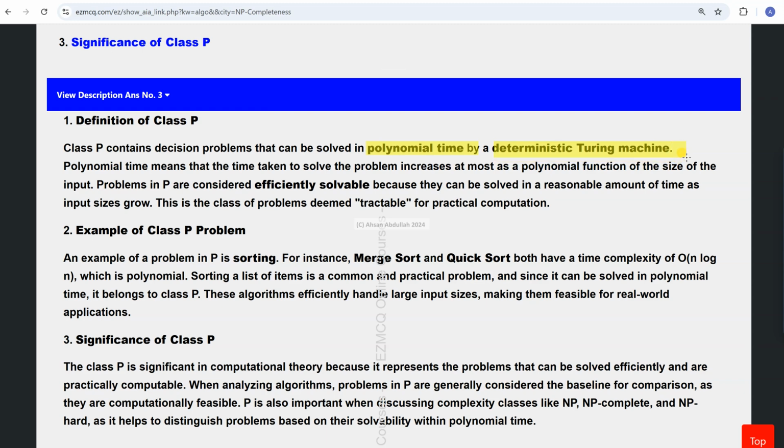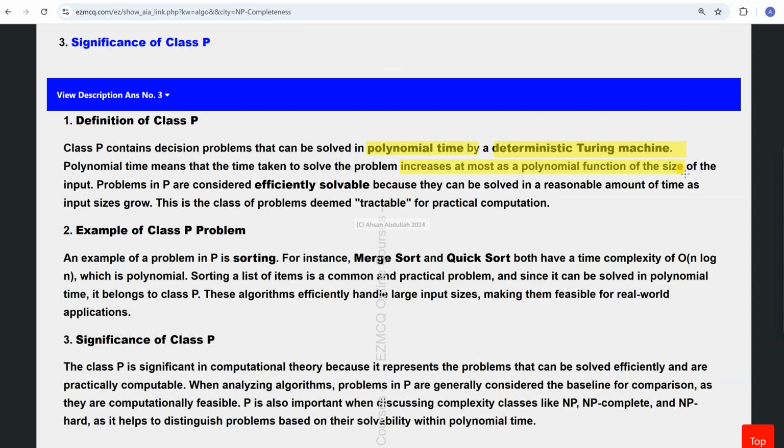There is a deterministic Turing machine and there is also a non-deterministic Turing machine, which I'll talk about a few questions ahead. A deterministic machine is like a sequential machine. It works on one solution at a time, and at the end it stops. Polynomial time means that the time taken increases at most as a polynomial function of the size of the input. As the input increases, obviously more effort and more time would be required.